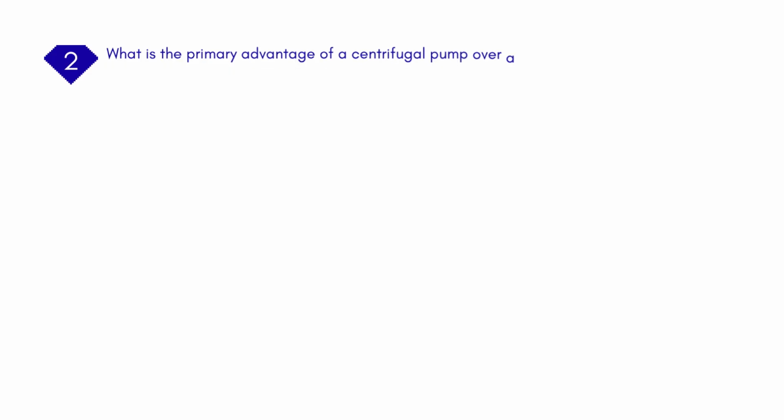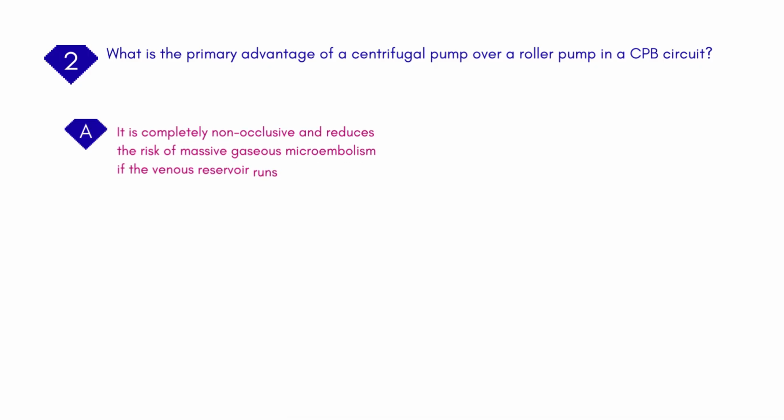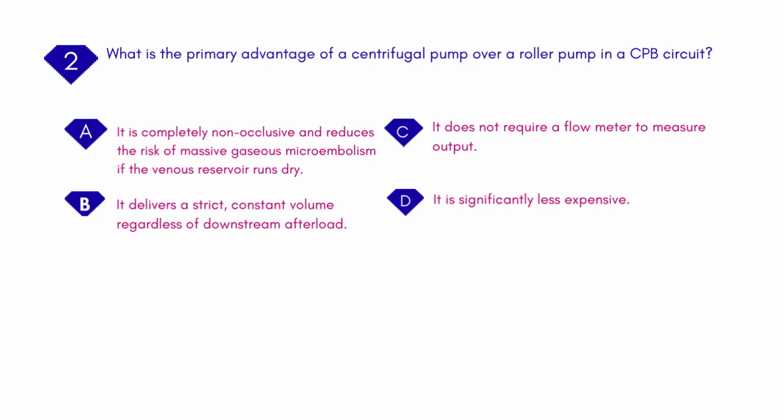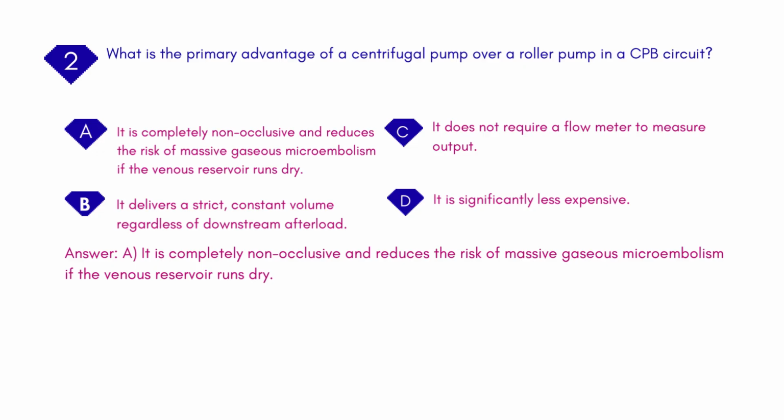What is the primary advantage of a centrifugal pump over a roller pump in a CPB circuit? A. It is completely non-occlusive and reduces the risk of massive gaseous microembolism if the venous reservoir runs dry. B. It delivers a strict, constant volume regardless of downstream afterload. C. It does not require a flow meter to measure output. D. It is significantly less expensive. Answer: A. It is completely non-occlusive and reduces the risk of massive gaseous microembolism if the venous reservoir runs dry.